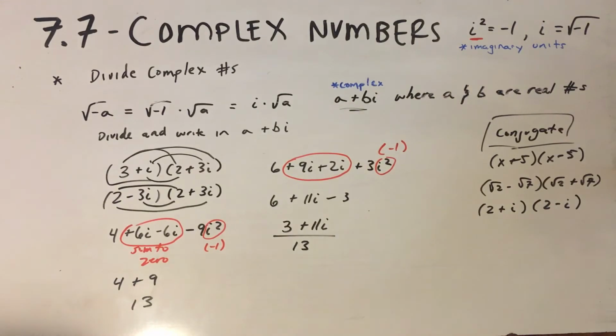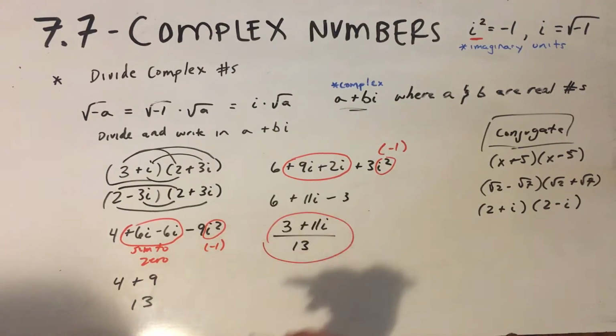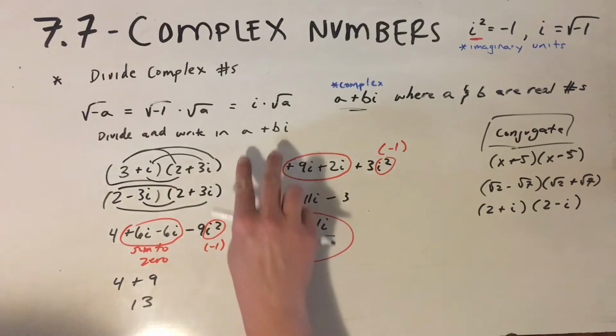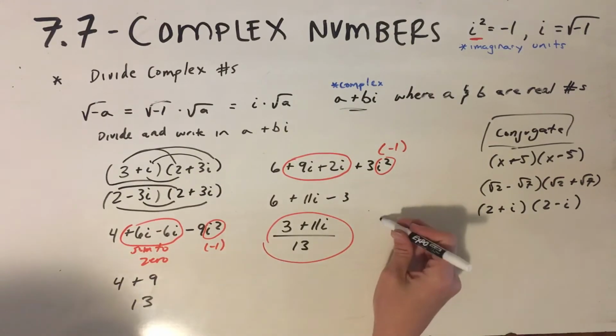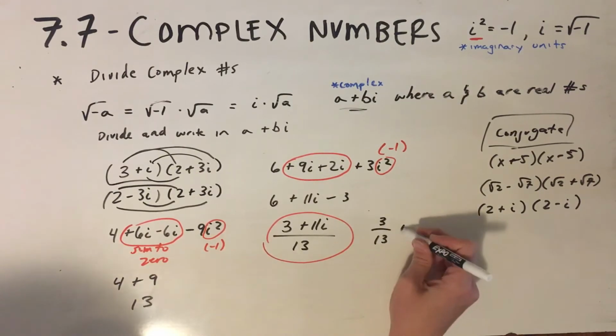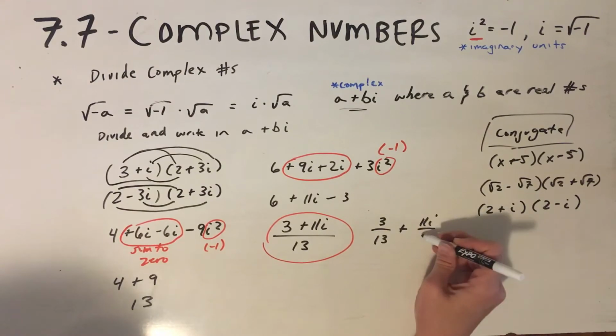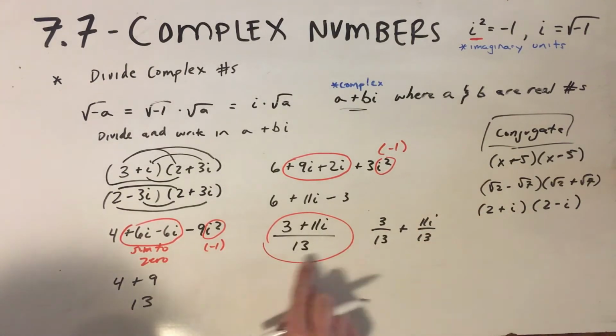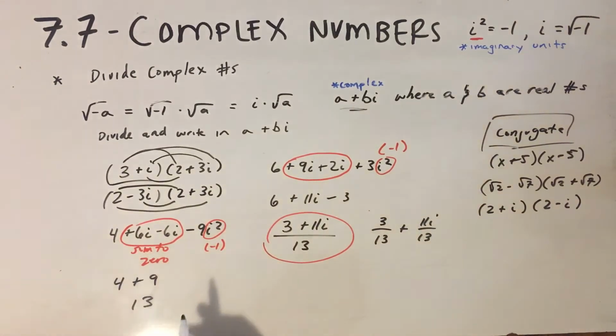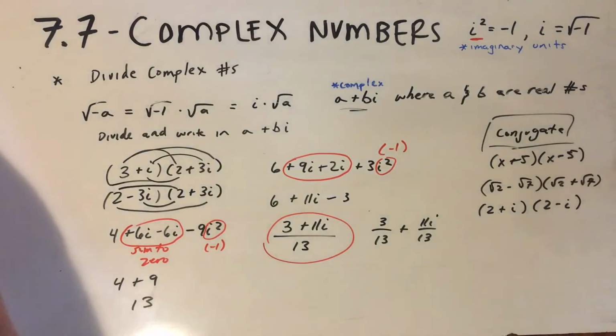Also, I want you to note that you might not see it like this. They might have it written because they want this separated out like this: 3 over 13 plus 11i over 13. So they're separated out. This 13 belongs to both, which you already knew, and we've done simplification of that kind of thing. So I want to do one more problem with a 2-term denominator.